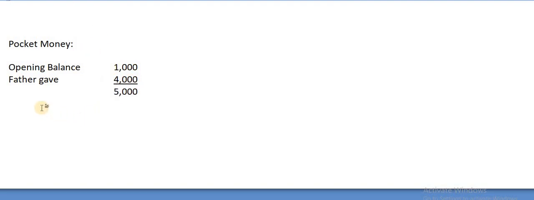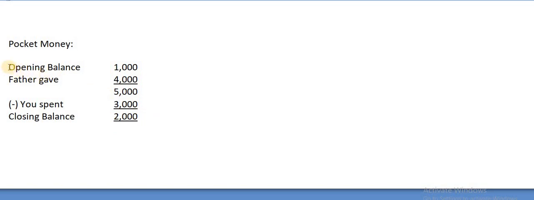Then you went to Bangalore and came back. After all calculations you find the total amount spent by you is 3,000. If you spent 3,000, then you should have only 2,000 as the closing balance. Can you understand this?